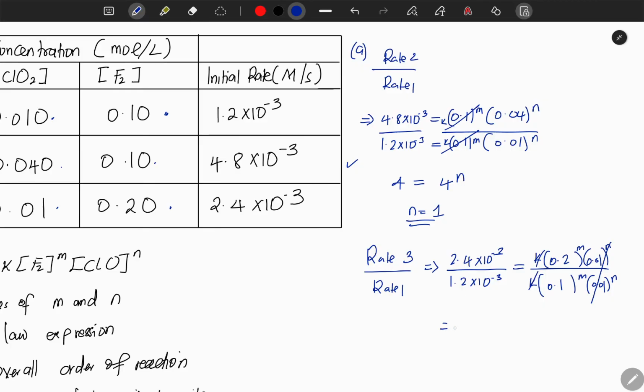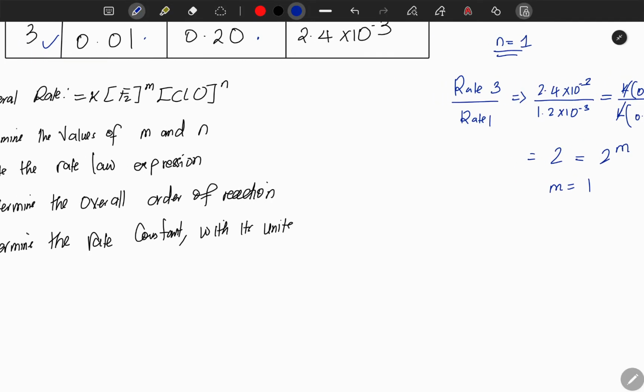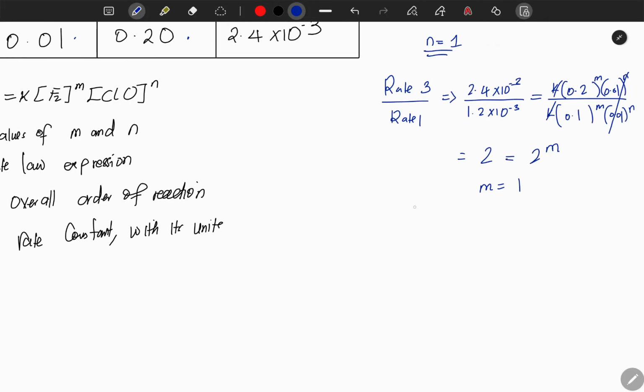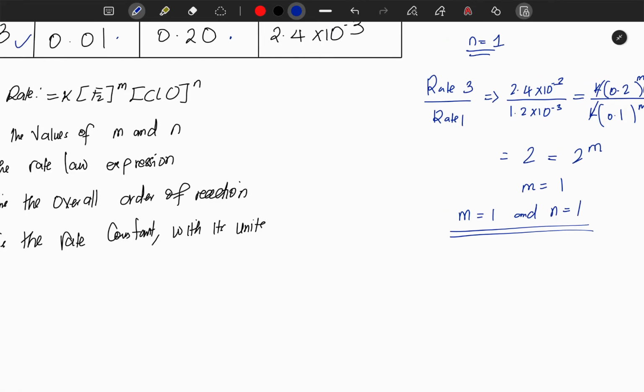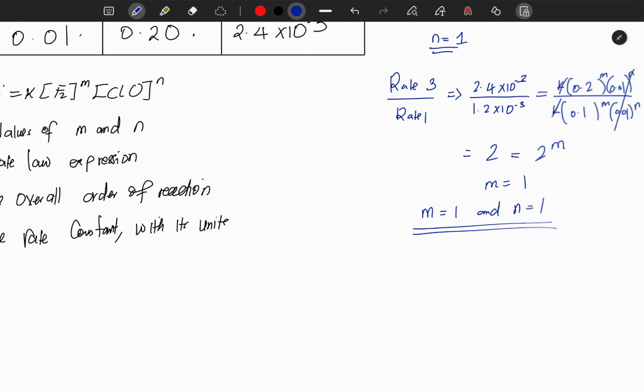This one into there will give us 2. This one will give us 2 to the power M. So the value of M is 1. Therefore M is 1 and N is 1. So we found the values of M and N. So part A is done. Let's go to part B.